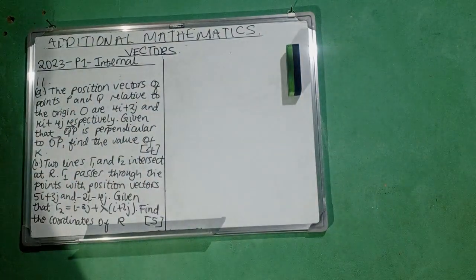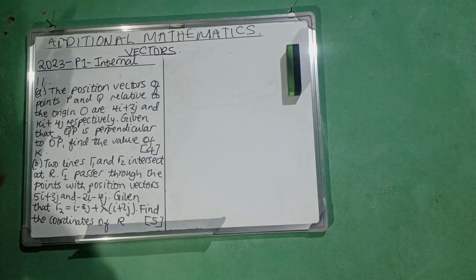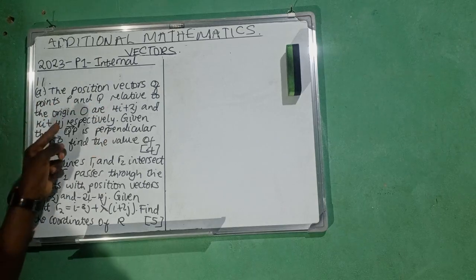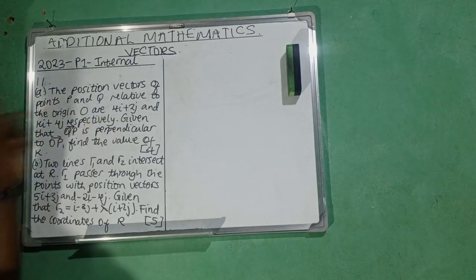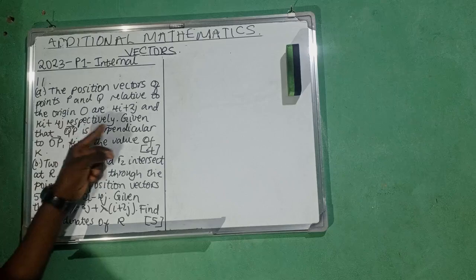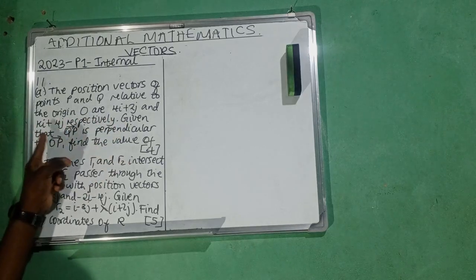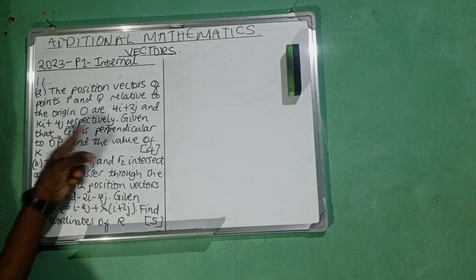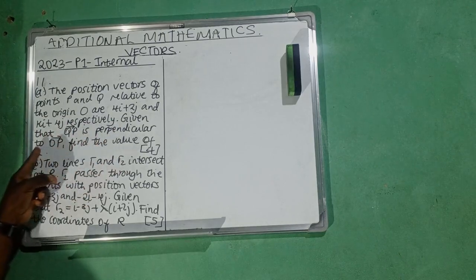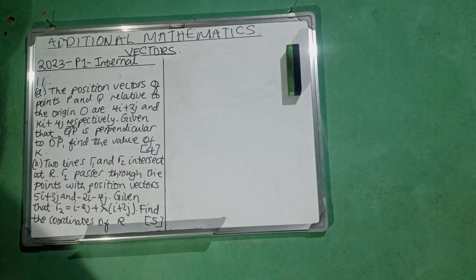The position vectors of points P and Q relative to the origin O are 4i plus 2j and ki plus 4j respectively. Given that QP is perpendicular to OP, find the value of k. And then we have our question 2 there.